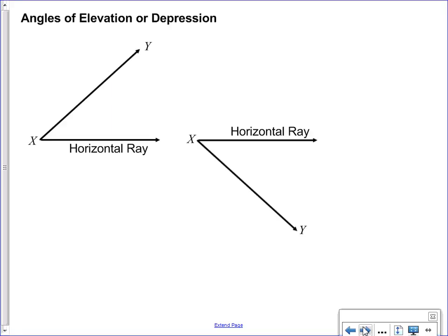There are two types: angle of elevation and angle of depression. When you elevate, you're going up. When you're depressing, you're going down. For this first one, this represents elevation. Elevation is like looking up at the sun. You're down here on Earth, and if you have to look up at something, that's elevation.